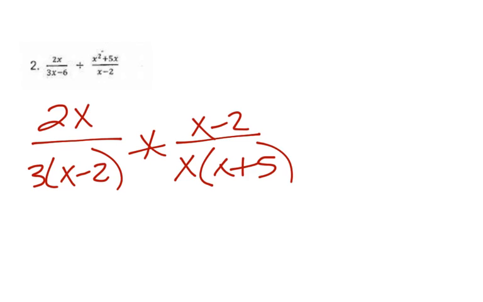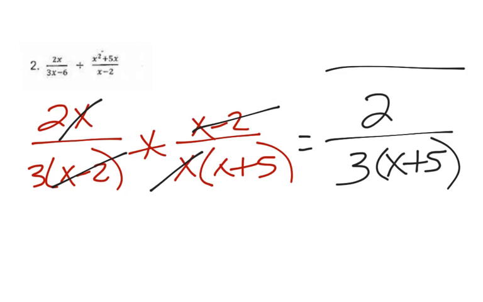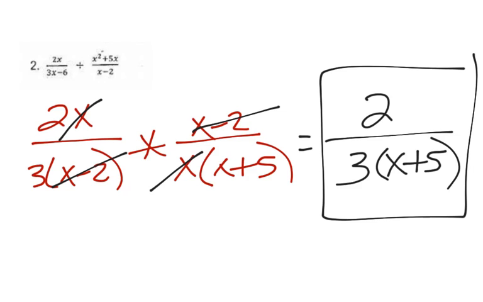See what you can cancel? The x minus 2 cancels. Since it's on the outside, this x can cancel with this x. So that leaves me 2 on the top and 3 and x plus 5 on the bottom. So this is my answer.